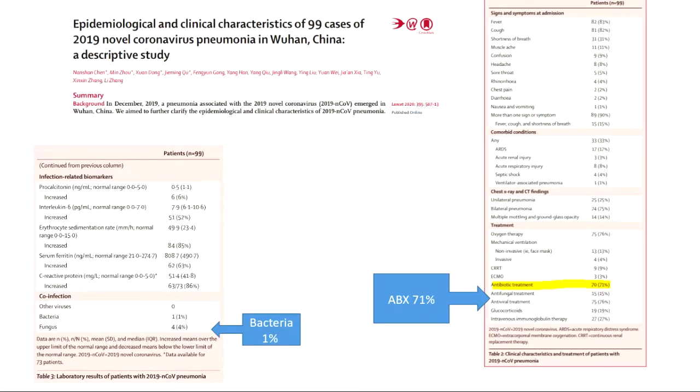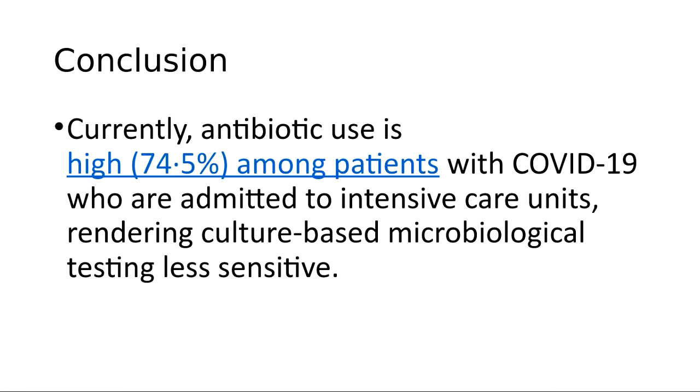This is another study. Again, this is all descriptive study. In these 99 cases, you can see 71% of them received antibiotic. Only 1% had proven bacterial infection. But everybody's throwing antibiotic, not only in China, even here, everywhere. So the conclusion from that study: the antibiotic rate was high, but the infection rate was very low.